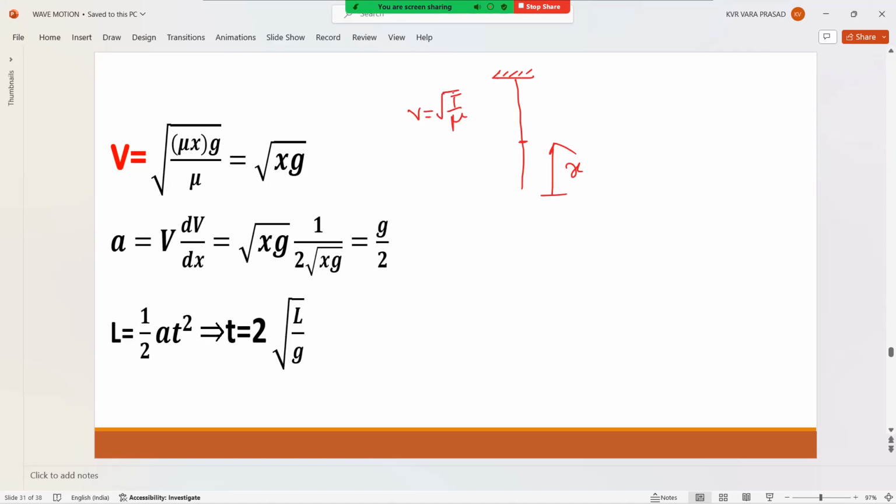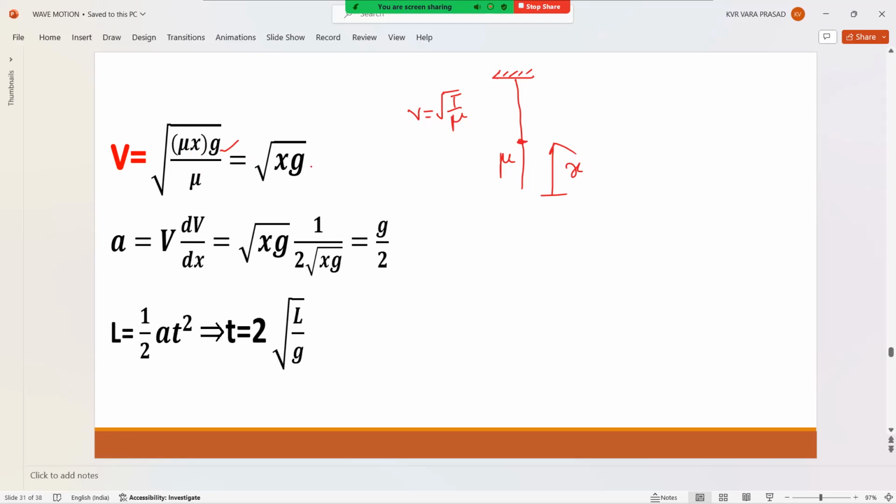T is the tension. Now, when a rope is hanging freely and has some mass, tension at a point will be equal to the weight of the rope below that point. I am repeating, when a rope is hanging which has mass, tension at a point is equal to the weight of the rope below that point. That means, mu is mass per unit length, so mu into x gives the mass. So we have mu into x, that is mass, into g, mg. That is the tension. So T by mu: mu gets cancelled. Remaining is root of xg.